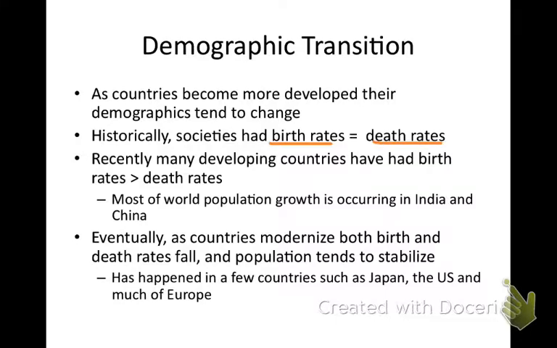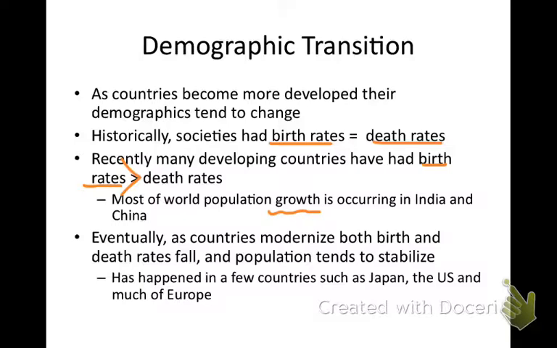Okay, currently what we're seeing on Earth, though, is a lot of countries that are still going through this process of development. So if you go to somewhere like India or China or Guatemala, their birth rate is much greater than their death rate. Basically, there are more countries right now that are growing than are shrinking.